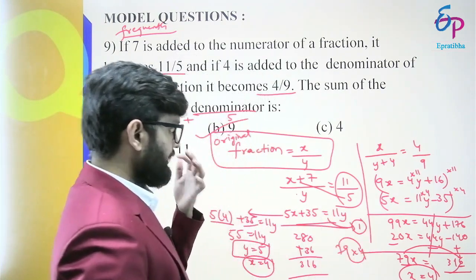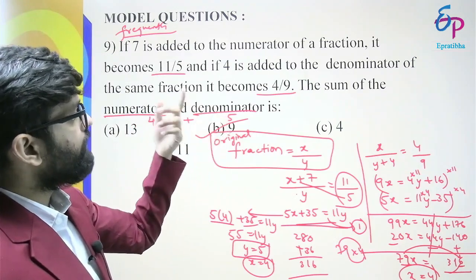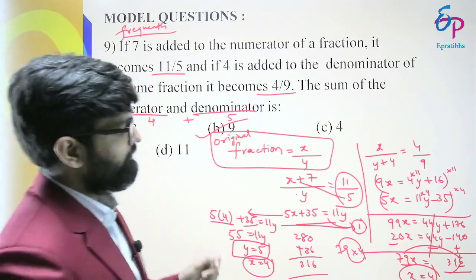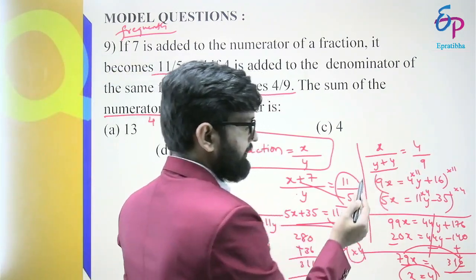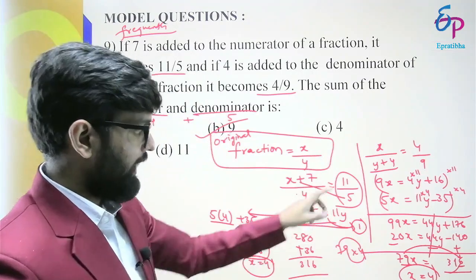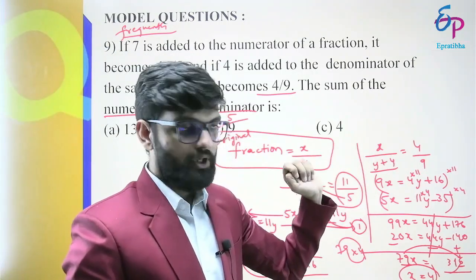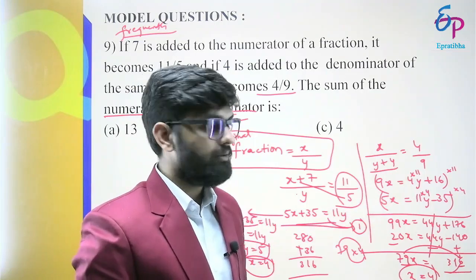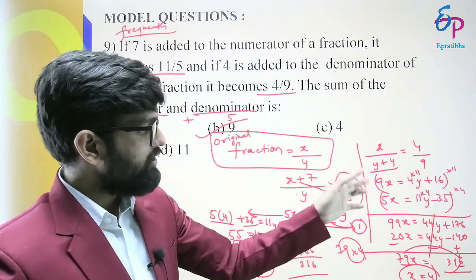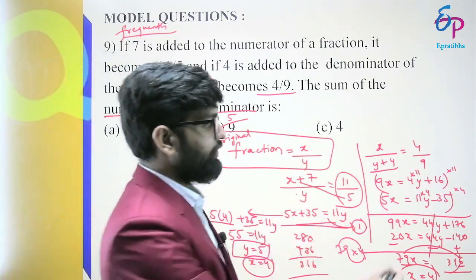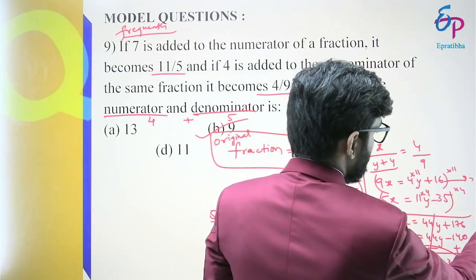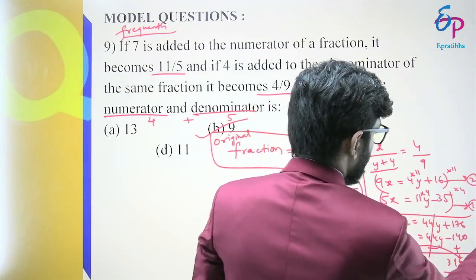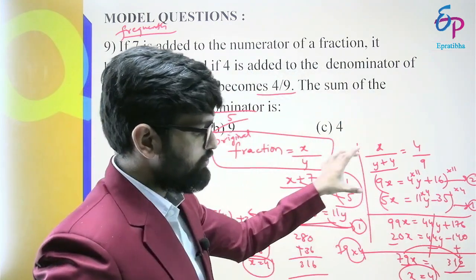The same thing, what they are telling: if 4 is added to the denominator of the same fraction. So I am keeping the numerator constant, I am adding 4 to the denominator, so the fraction became 4 by 9. So just cross multiply there itself, you have got another equation. This is the second equation. This one we already got as the first equation. I have just solved this one.